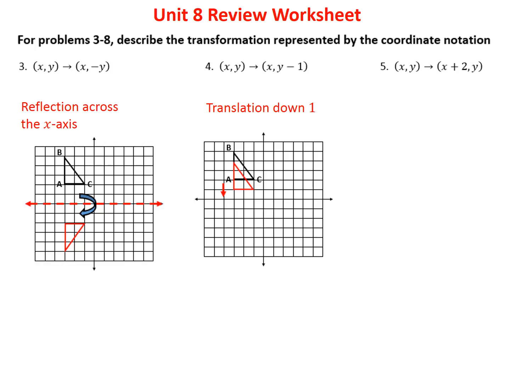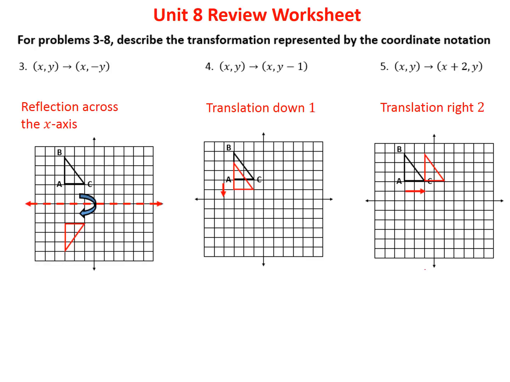On the next one, we do the same thing, but with the x. Notice the x changes by adding 2, which means I'm going to shift 2 to the right, but y stays the same. So this is a shift of the triangle 2 to the right.